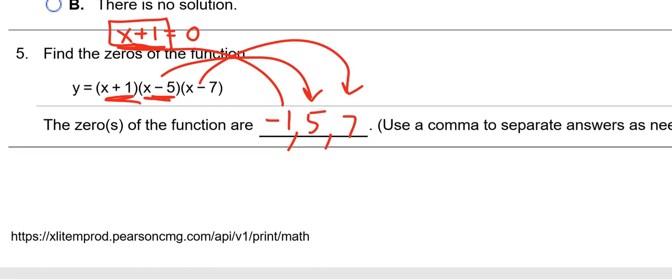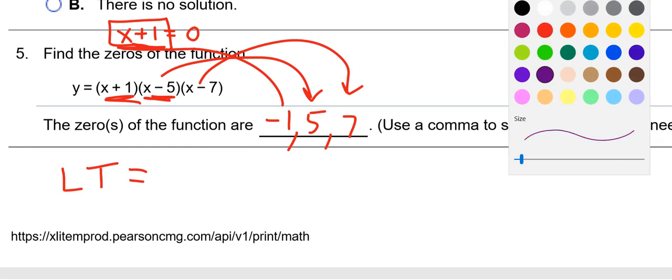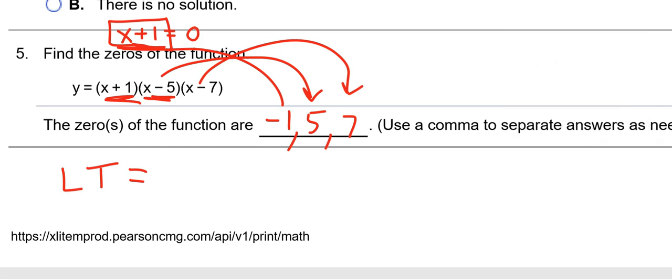Okay. Now, I would like the leading term of this. I know this question doesn't ask that, but I'm going to ask it right now. I want the leading term. I'm going to show you a shortcut on finding that leading term. It's not really a shortcut, but the point is, I don't want to FOIL all that stuff out if I only want the leading term.